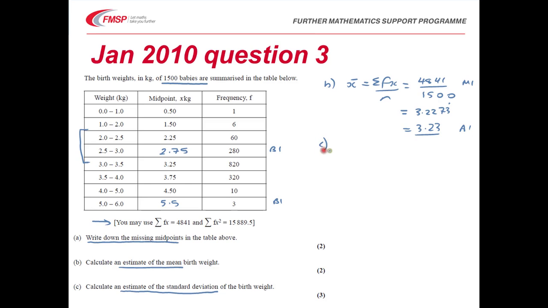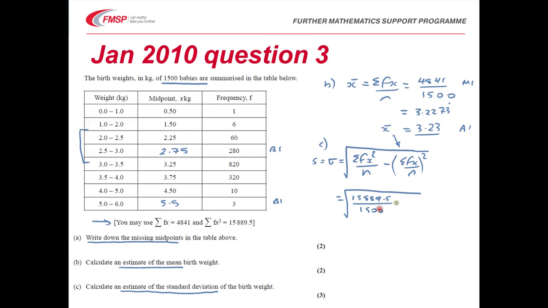For part C, we're asked to estimate the standard deviation of the birth weight. The standard deviation, we can use sigma or s at this level, is going to be the square root of the sum of fx squared over n minus the sum of fx over n all squared, which of course is x bar, but it's always best to use the information given rather than a calculated answer. So if we do this, this is going to give me the square root of 15889.5 divided by 1500 minus 4841 over 1500 all squared.